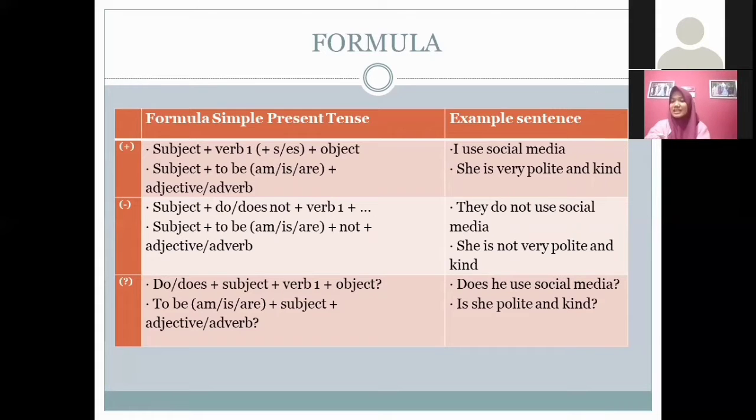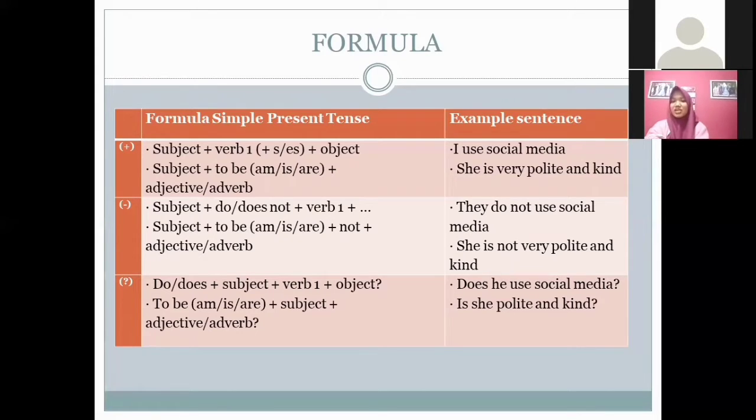Next, negative sentence. Subject plus do not or does not, plus verb 1 plus object. Example: they do not use social media. Next, subject plus to be, am or is or are, plus not plus adjective or adverb. Example sentence: she is not very polite and kind.